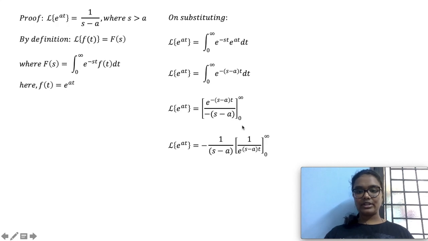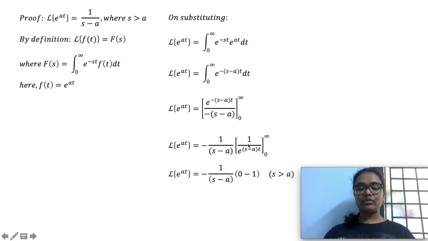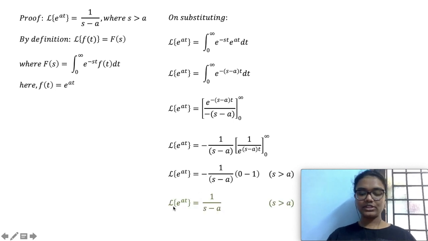We are now going to substitute the limits. Substituting the upper limit, we will get 1 by e^infinity only if s is greater than a, which makes this term s minus a positive. So we get 1 by infinity, which is 0, minus, substituting the lower limit, 1 by e^0, which is 1. So we get a 1. Negative of a negative is a positive, and we get the Laplace transform of e^(at) equals 1 by s minus a. So this is the result, which we will keep aside for the moment.